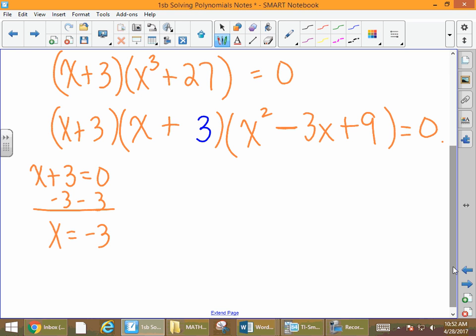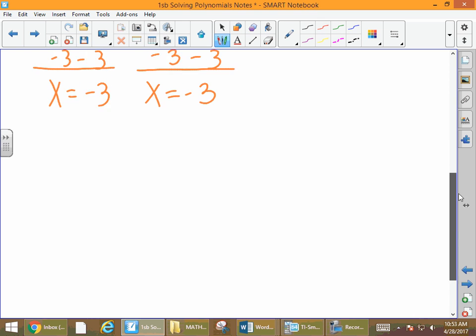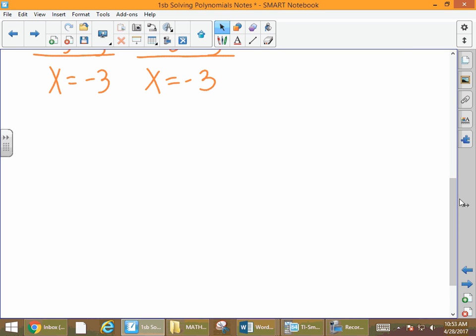And we can do the same thing with the next parentheses. And in fact, we get the same value in there, so our -3 has a multiplicity of 2 if we talk about the last unit. But eventually what's going to happen here is that we're going to get down to the bottom here. And a quartic has 4 solutions.